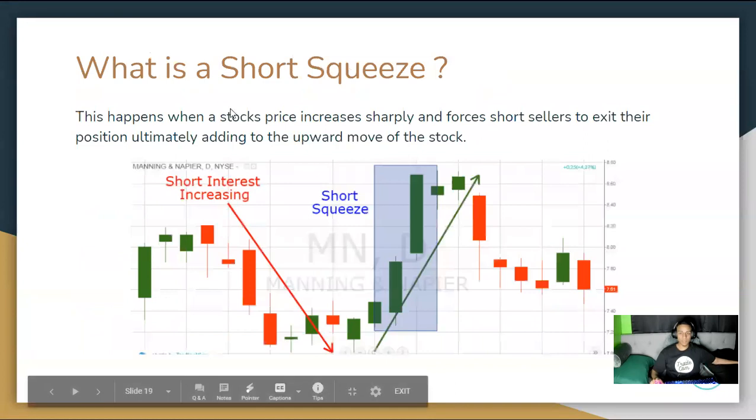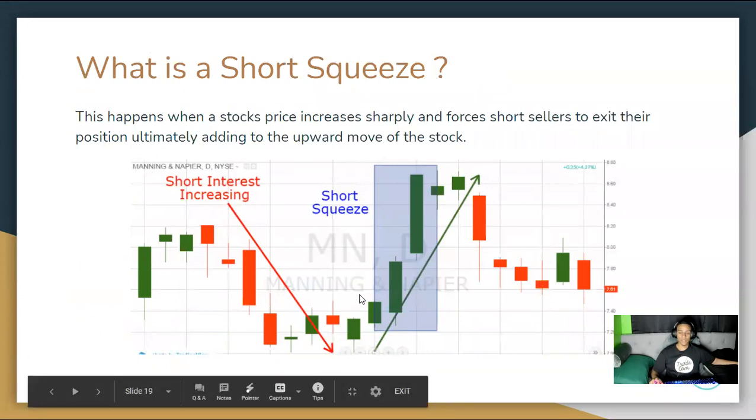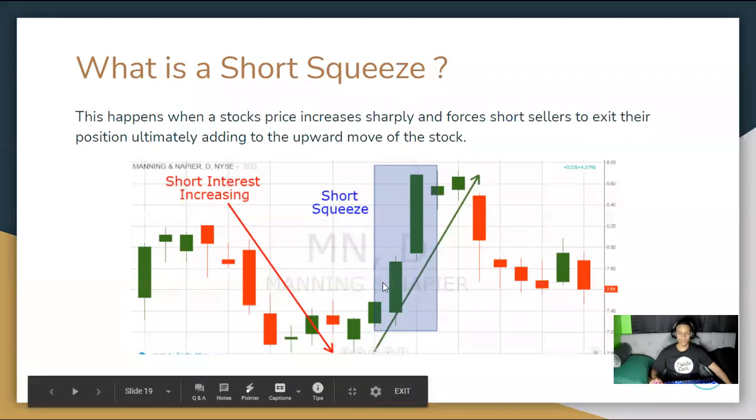So, a short squeeze happens when a stock's price increases sharply and forces short sellers to exit their position, ultimately adding towards the upward move of a stock. Right. So today, for example, with Tilray, we had a short squeeze. Last month, we had the same example with GameStop, AMC, all these companies. These were all short squeezes.